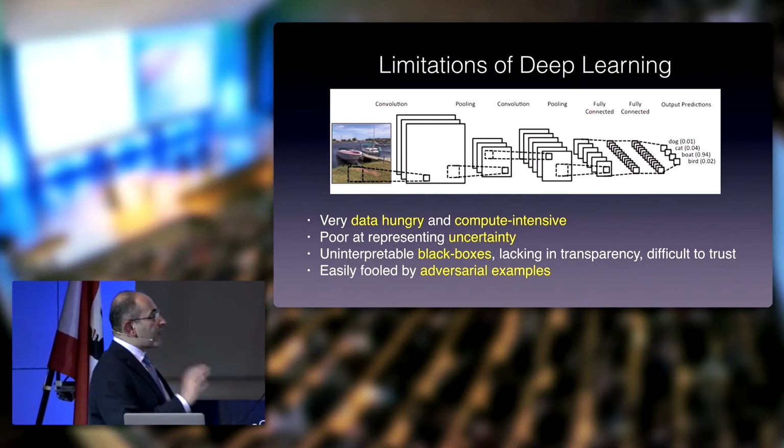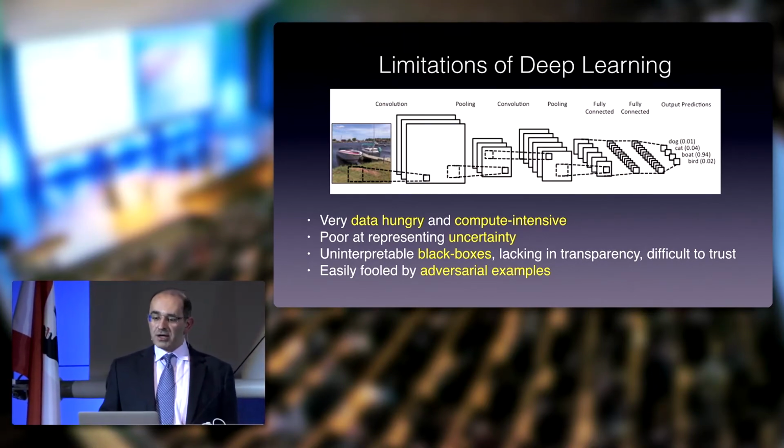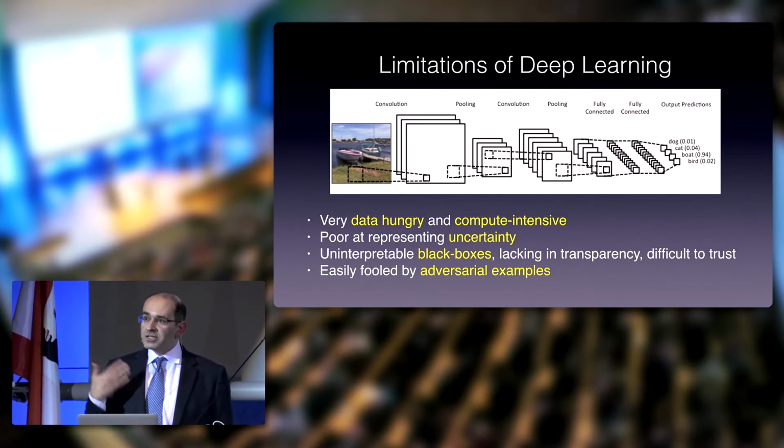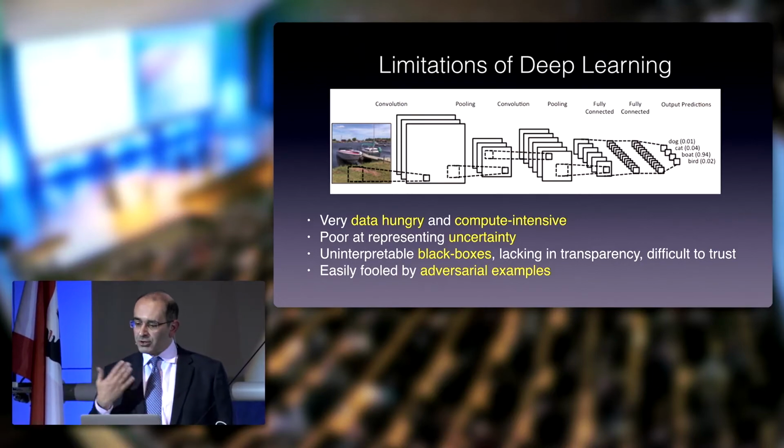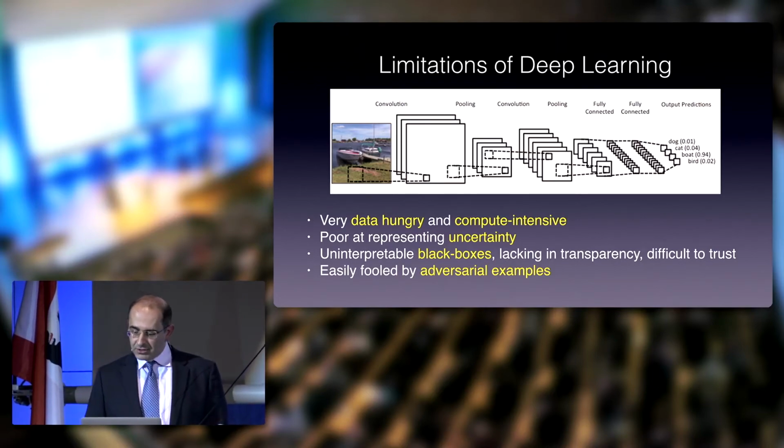Deep learning systems are very data hungry and very compute intensive. So they might take millions of examples to learn something, whereas humans are quite good at being economical with the amount of experience that we need to learn. Deep learning systems are very poor at representing uncertainty, and I'll come to this later. They're generally uninterpretable black boxes, lacking in transparency and difficult to trust. Again, this was alluded to in my kind introduction.